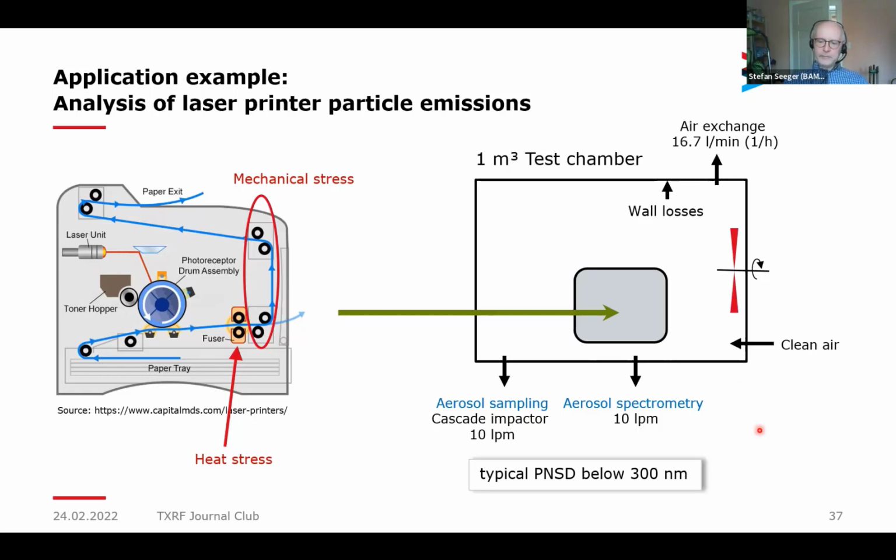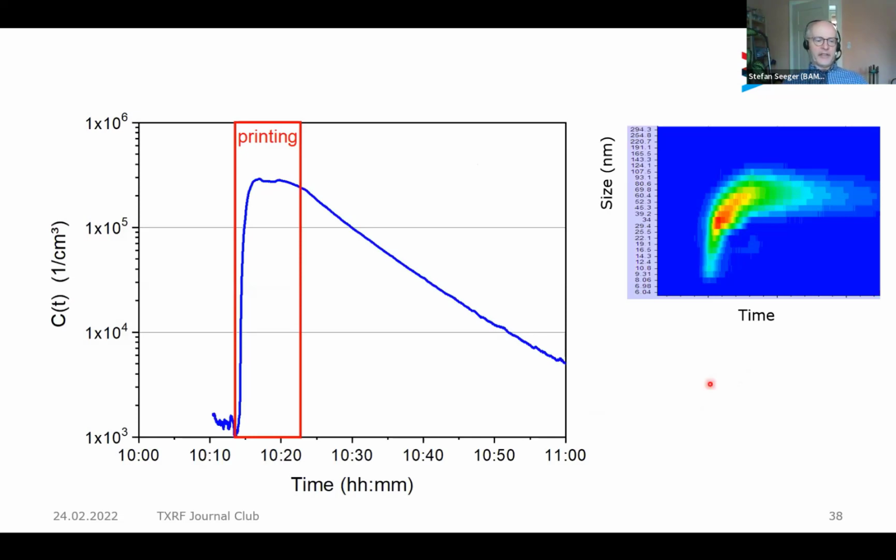Then we did some measurements, and you see that the total concentration in the range from 0 to, let's say, 300 nanometers goes up immediately when printing starts, reaches a level, and then when the printing stops, goes down exponentially. That is a log plot here, so a linear line indicates an exponential decay. That is due to the losses which occur due to the air exchange and other losses in the chamber. Here's a typical size spectrum over time of such an aerosol emitted from a laser printer.